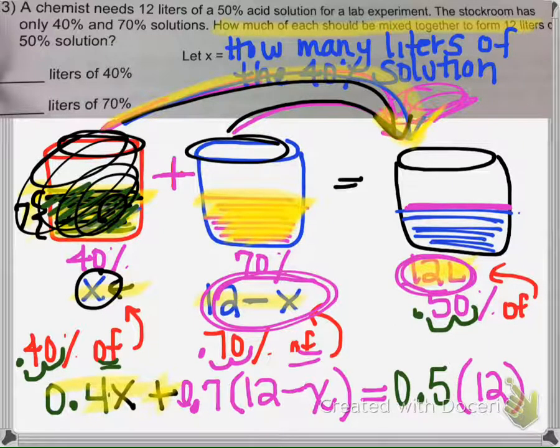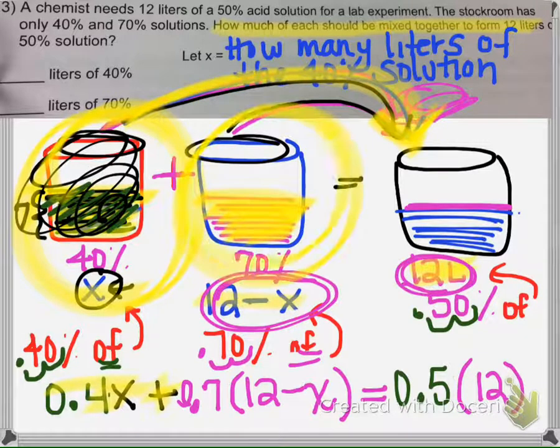Okay, so let's make sure this makes sense one more time here. So we are going to take this, put it in here, plus this, put it in here, and it should make this. So that's why we're setting it equal here. So let's go ahead and solve that equation now.